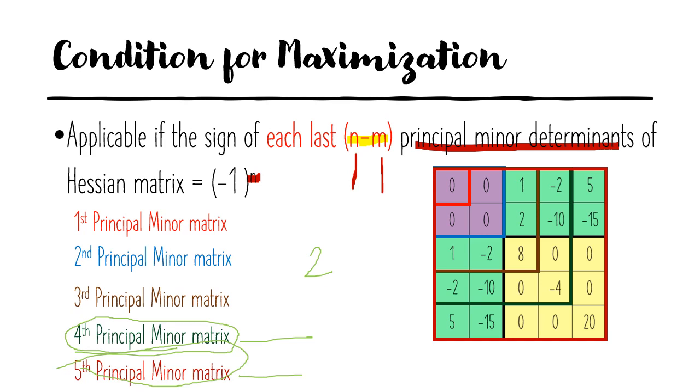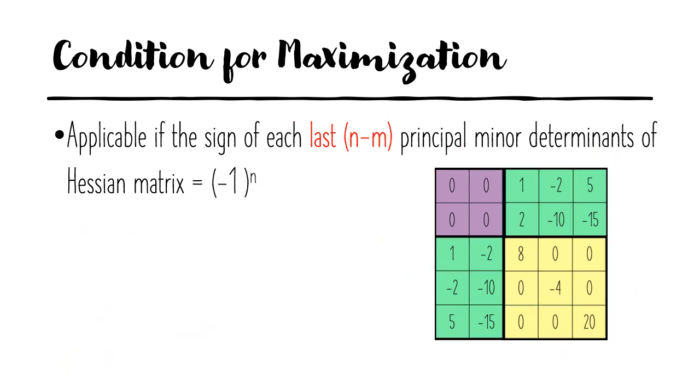So if it is n minus m, so if n is 3 and m is 2, so n minus m will be equal to 1. In that case, I have to consider the last principal minor matrix, which is the entire matrix itself. This entire matrix we have to consider. So that is my fifth principal minor. So identifying the determinant for this, and then I am going to find out what the value is accordingly.